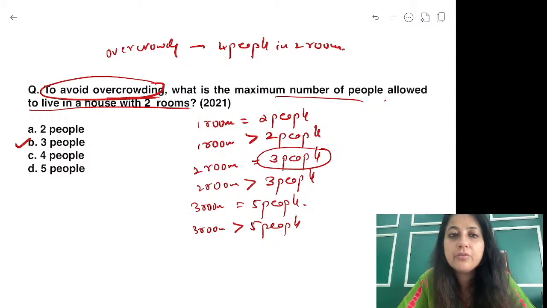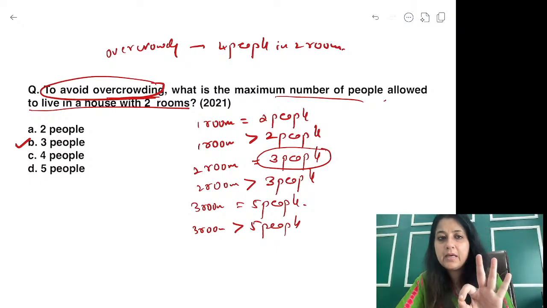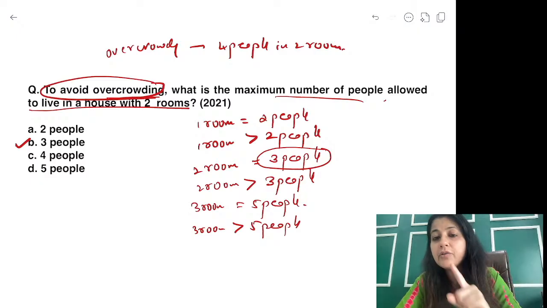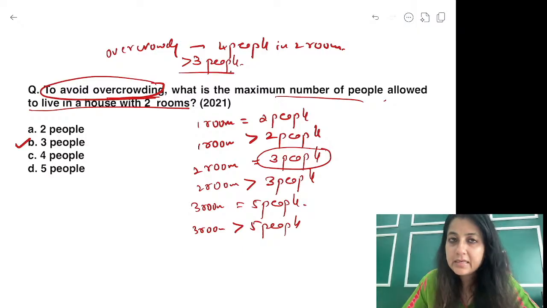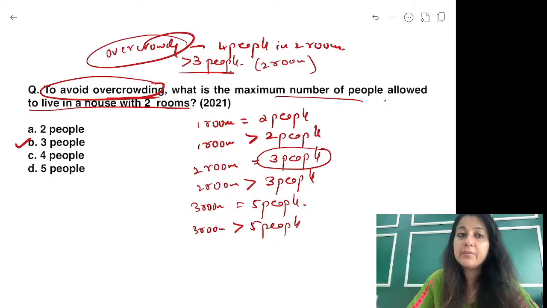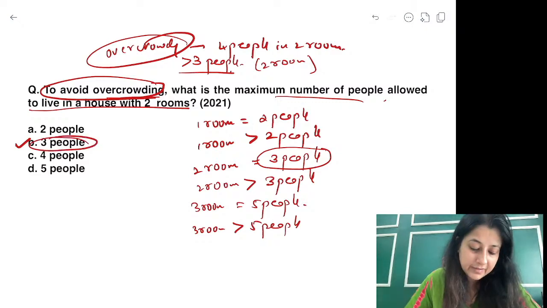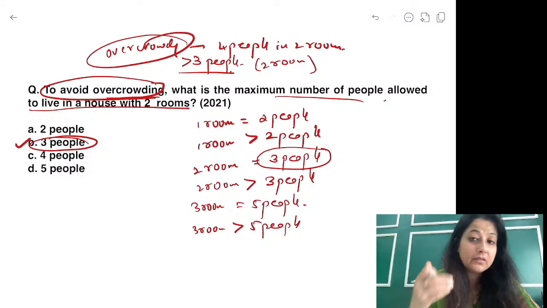I have just changed the question. I want to avoid overcrowding. So to avoid overcrowding, in 2 rooms 3 people are allowed. So when will it be called overcrowding? When you have 4 people in the room, that is, more than 3 people in 2 rooms. But now I want to avoid overcrowding, so the maximum number of people that can live is 3. Is it clear, everybody? Be very careful with the question.